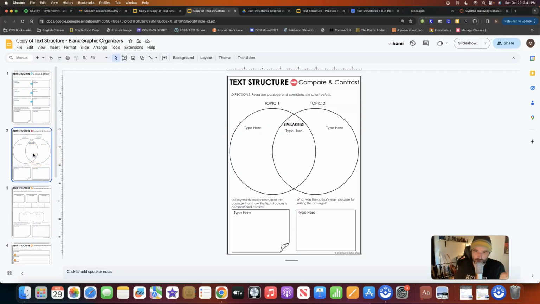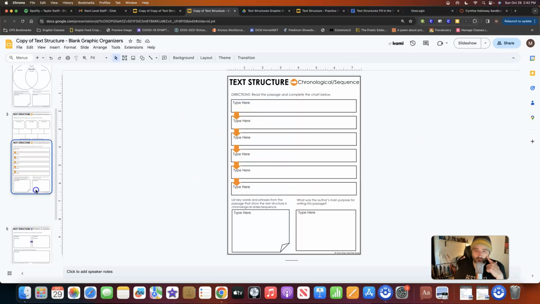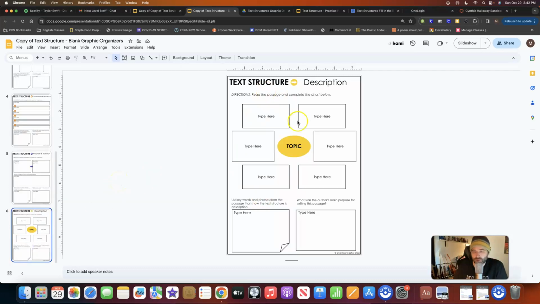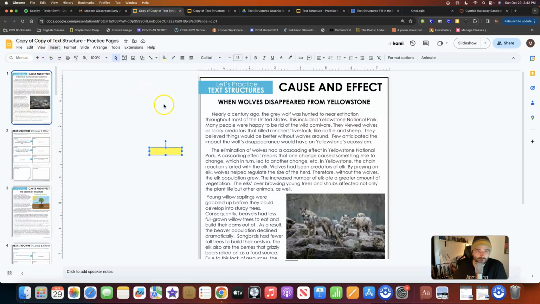The next is the Venn diagram. We use this with compare and contrast. You have one topic on one side, one topic on the other, and then the similarities in the middle. With chronological and sequential, it can be asked one of two ways. Either you'll have time order, or you might have step by step if it's sequential. Problem and solution, you'll usually refer to that problem and a solution. Sometimes there's more than one solution. And then finally you have description, which will always be a bubble map. In the middle you put your topic, and then you fill in things that explain or describe or inform the reader about that topic. So if we go to our practice pages, here is our first practice page.